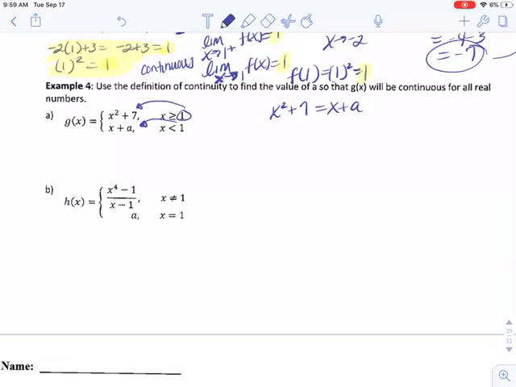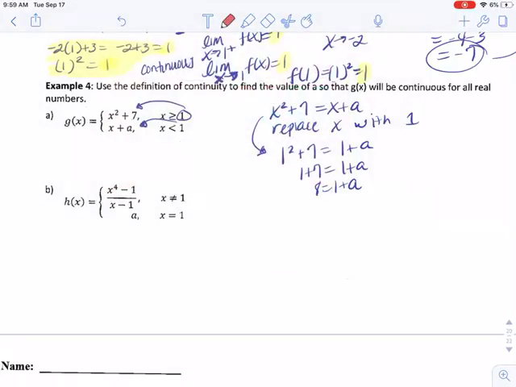So let's make a note: replace x with 1. So when I do that, I get 1 squared plus 7 equals 1 plus a. So this is 1 plus 7 equals 1 plus a. So this is 8 equals 1 plus a. To solve this equation for a, subtract 1 from both sides. So I get a equals 7. So I'm saying that in order for this graph to be continuous, a will have to be 7. So that turns this equation into x plus 7. So let's look at this on Desmos so you can get a visual. So x squared plus 7 and x plus 7.